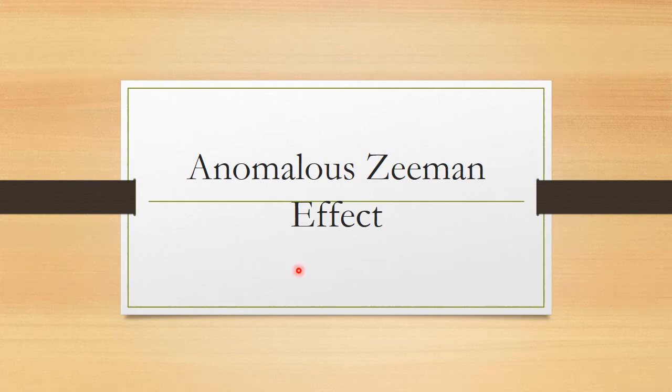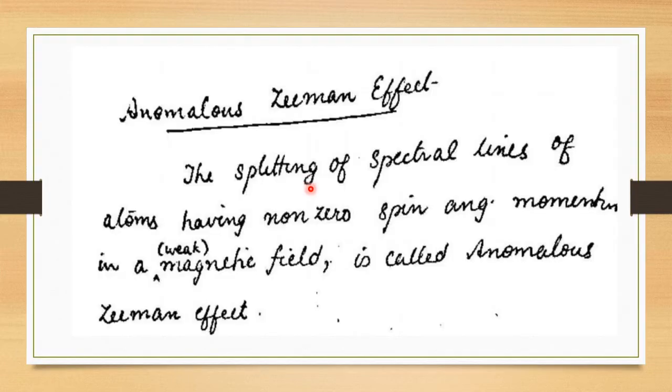Hello students. Now we will be discussing the second type of Zeeman effect, the anomalous Zeeman effect. Anomalous Zeeman effect is the splitting of spectral lines of atoms having non-zero spin angular momentum. It is the splitting of spectral lines having non-zero spin angular momentum in a weak magnetic field. Such a splitting is called anomalous Zeeman effect.